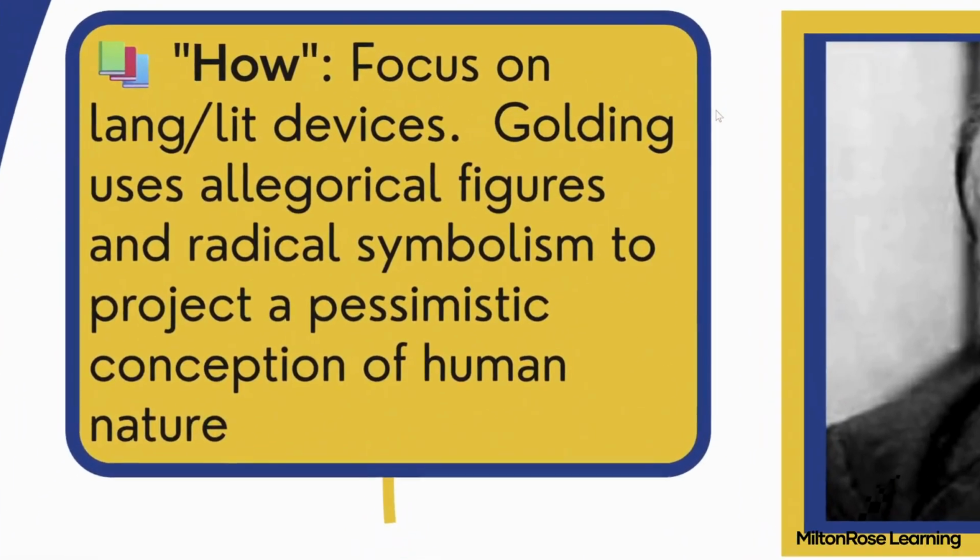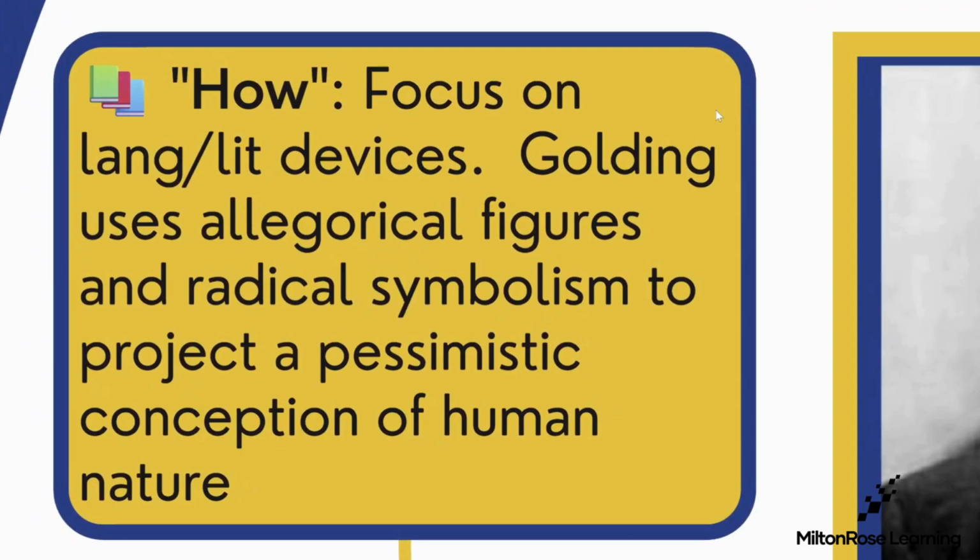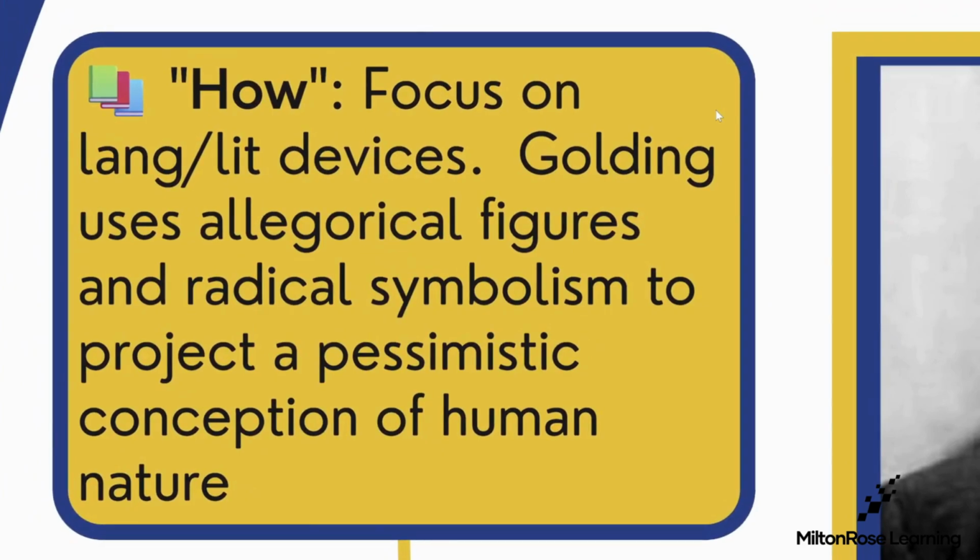So the first one is, this is a how question. So that focuses our minds for this essay on the language and the literary devices. So what does Golding use? Well, he uses allegorical figures, because every boy and every character on the island is a symbol of a different part of our psyche and society at large. Radical symbolism to project a pessimistic conception of human nature. So that how is actually a very important part of the question. It's focusing our mind on the methods, the literary devices which Golding is using.